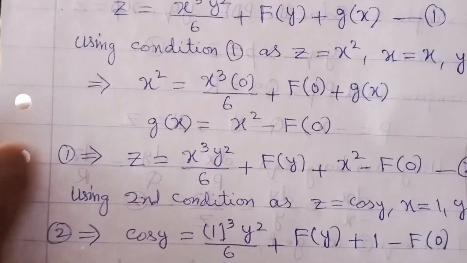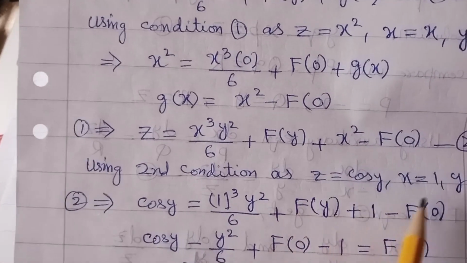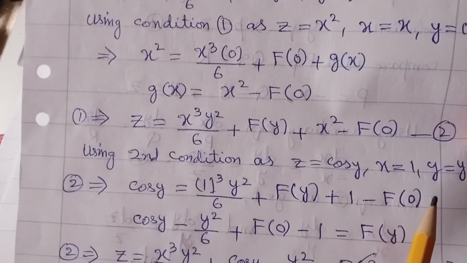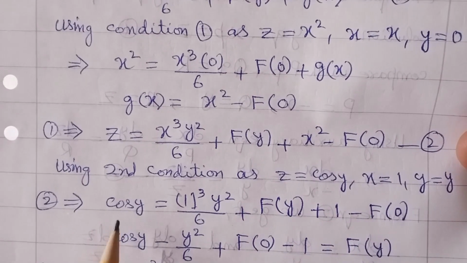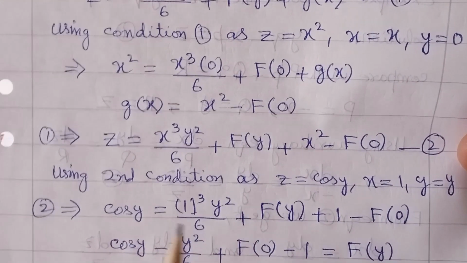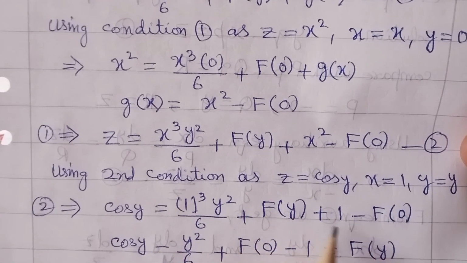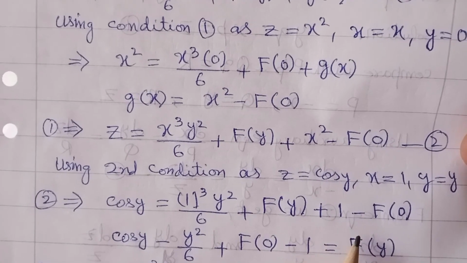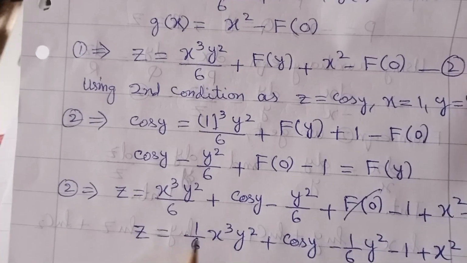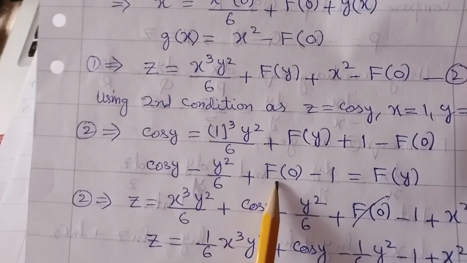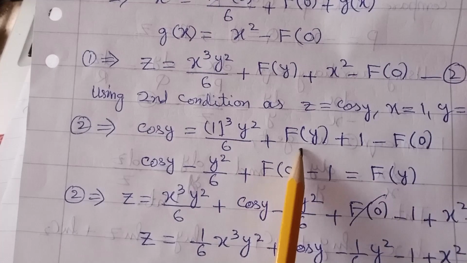Apply the other condition. What is the other condition we have? z is equal to cos y when x is equal to 1, right? So now when we substitute the second condition, z is equal to cos y, with x equal to 1, we get x³y² upon 6 plus F of y plus 1 minus F of 0. So cos y minus y² upon 6 plus F of 0 minus 1 is equal to F of y. So this is the F of y.